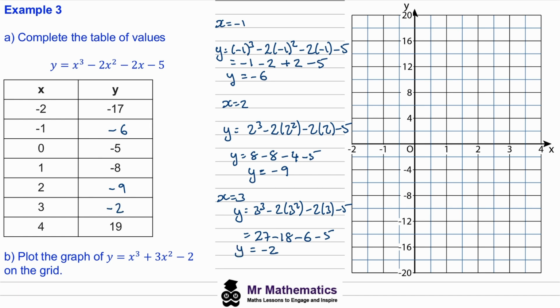And now we need to plot each of these pairs. So when x is -2, y will be -17. When x is -1, y is -6. When x is 0, y is -5. When x is 1, y is -8. And then we get 2 and -9. 3 and -2. And 4 and 19. Now we need to join these points together with a smooth curve that looks like this.